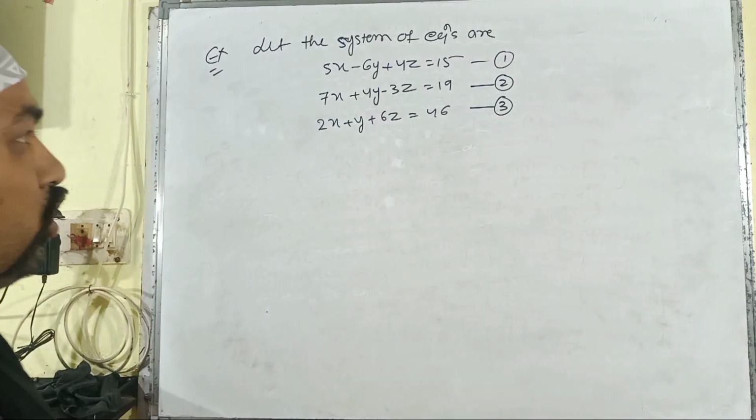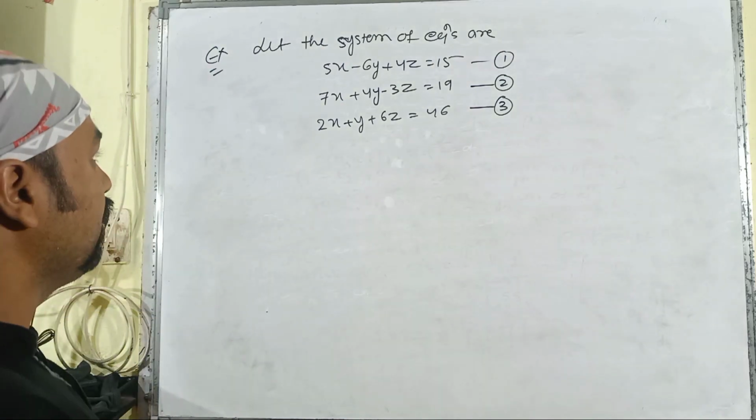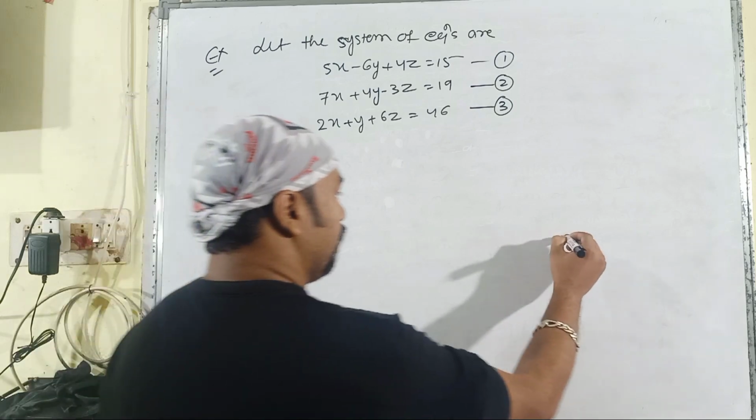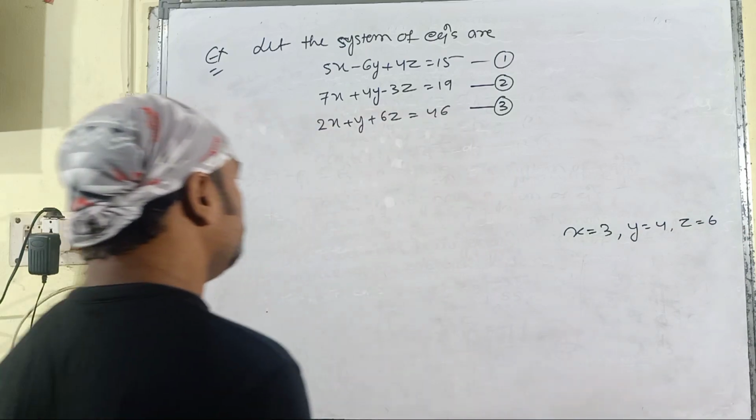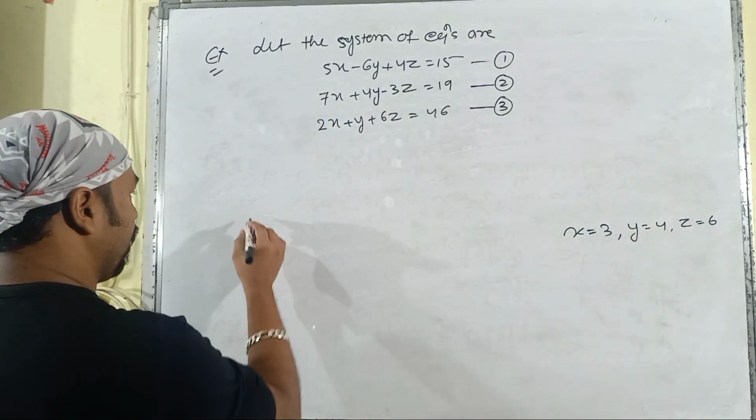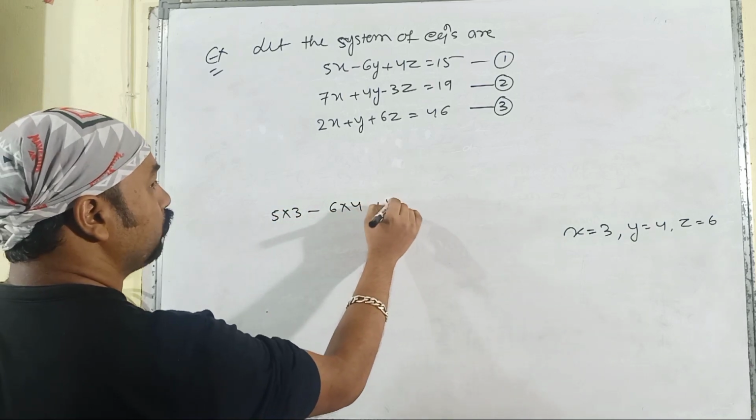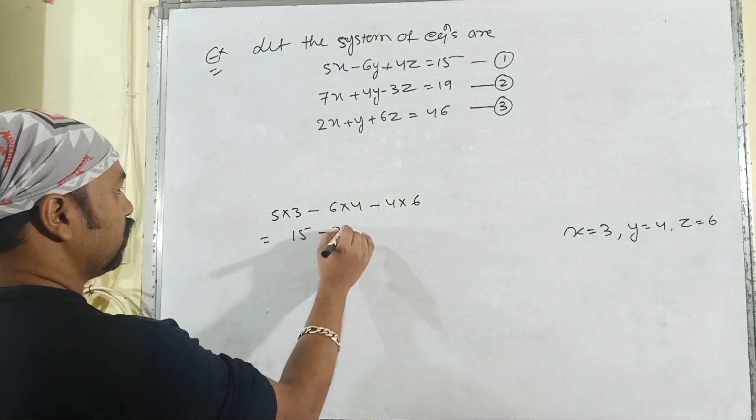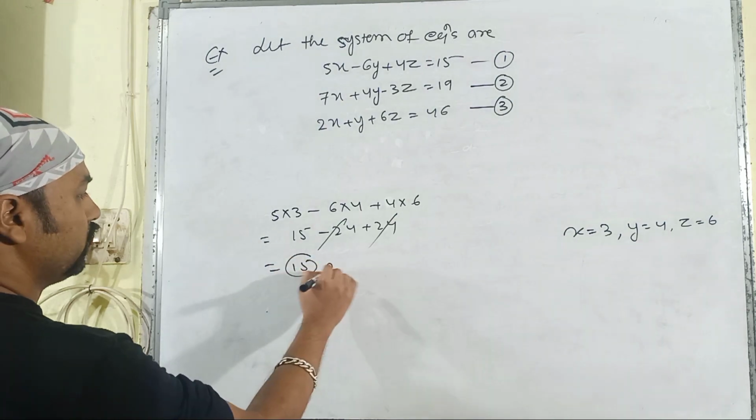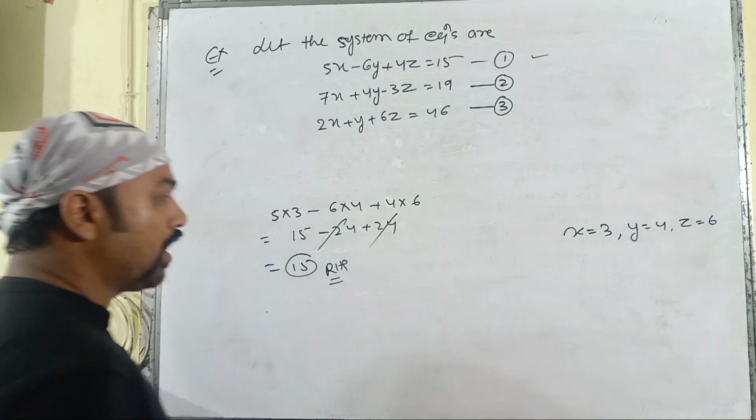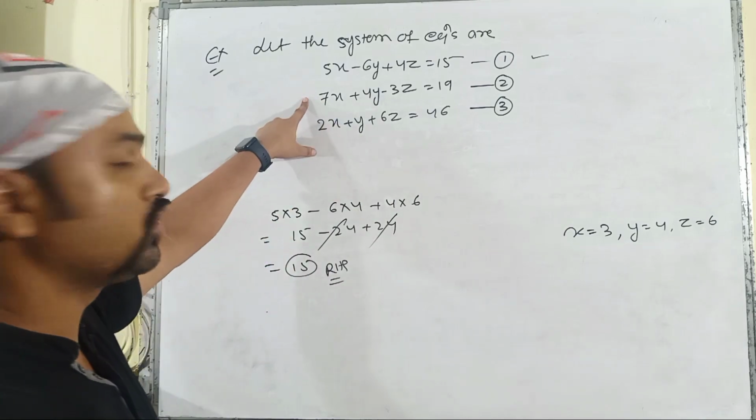And you have to solve these three equations by using either the cross multiplication method, substitution method or elimination method. You will find x is equal to 3, y is equal to 4 and z is equal to 6. Let us put these values in equation number 1. Equation 1 will be 5 into 3 minus 6 into 4 plus 4 into 6, then it will be 15 minus 24 plus 24. Minus 24 plus 24 got cancelled, so the answer is 15, which is the right hand side of equation number 1. Similarly, you can check that x is equal to 3, y is equal to 4 and z is equal to 6 satisfies the rest of the two equations.